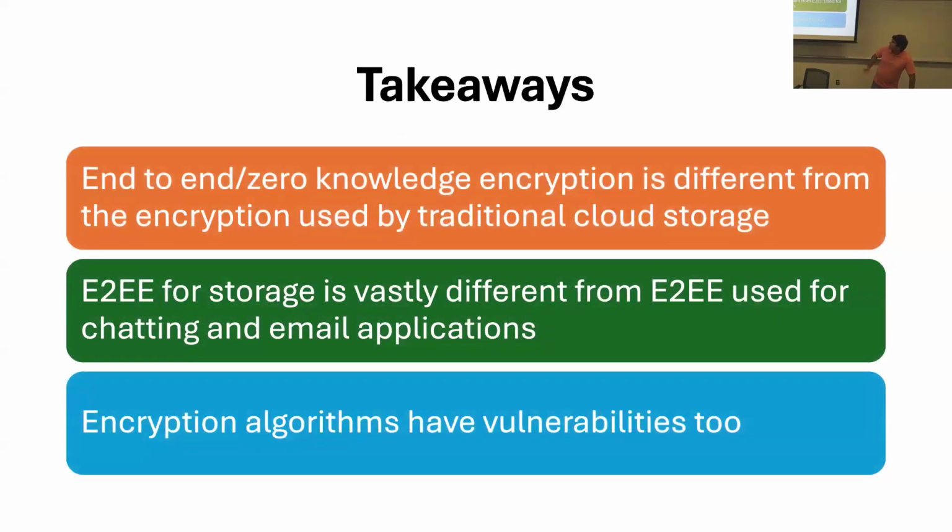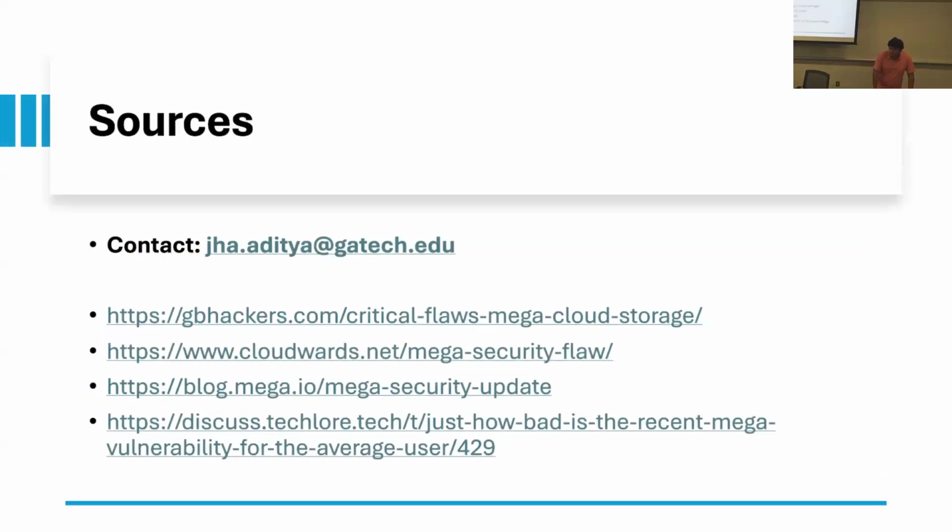So what were the key takeaways? In this case, an end-to-end encrypted system, we did have a vulnerability in it, but that doesn't mean that end-to-end encryption is bad by any means. You need to understand that end-to-end encryption for storage applications like this is a little bit different from email or chatting, where you have your public-private key system. In this case, you have the encryption key. Encryption algorithms can have vulnerabilities too. They're actually working to fix that. I think AES 256-bit is the newest one, the one that all the big tech companies use. RSA is a little bit older, that's why it had a vulnerability. Any questions? These are all the sources I used.